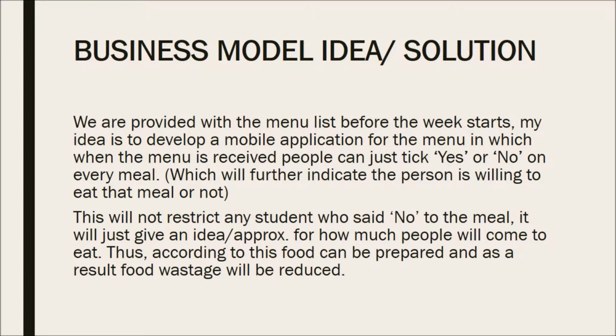So here is my business model, or the idea. We are provided with the menu list beforehand, the week starts on Sunday. My idea is to develop a mobile application for the menu in which, when the menu is received, people can just tick yes or no on every meal, which will indicate the people's willingness to come and eat that particular meal or not. This will not restrict any student who said no to the meal. It will just give an idea of how many people are coming to eat a particular food. Thus, according to this, food can be prepared, and as a result, food wastage will be reduced.